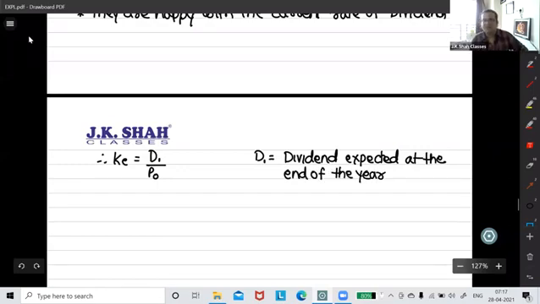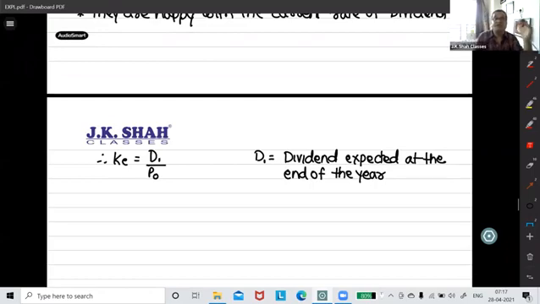Right now, people, see, if I buy the share today, when will I get the dividend? Today? At the end of the year. I'll have to wait at least 1 year. Okay, but when I have to buy, I have to buy it today. So I will buy it today, looking at the dividend that will come after 1 year. Correct?